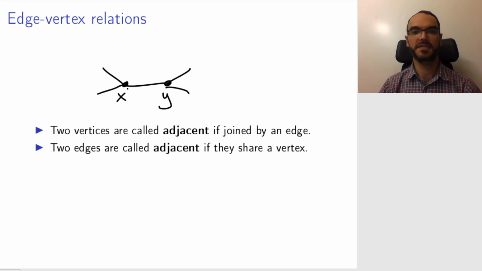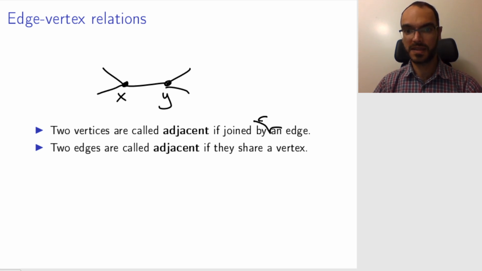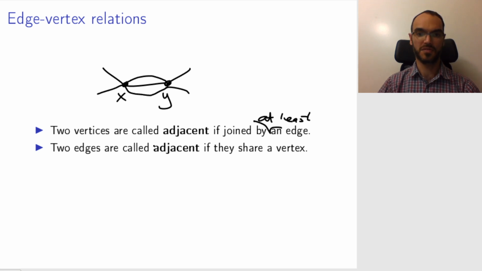So if these are houses in a city, if there's a direct road from x to y, then these houses are adjacent. And as we saw with the pentagon example earlier, it doesn't really matter how you draw the graph, if they are physically close to each other in your drawing. The only thing that matters is that there is an edge. Notice that joined by an edge means joined by at least an edge. So you can have as many edges as you want. As long as there is one edge, you're fine.